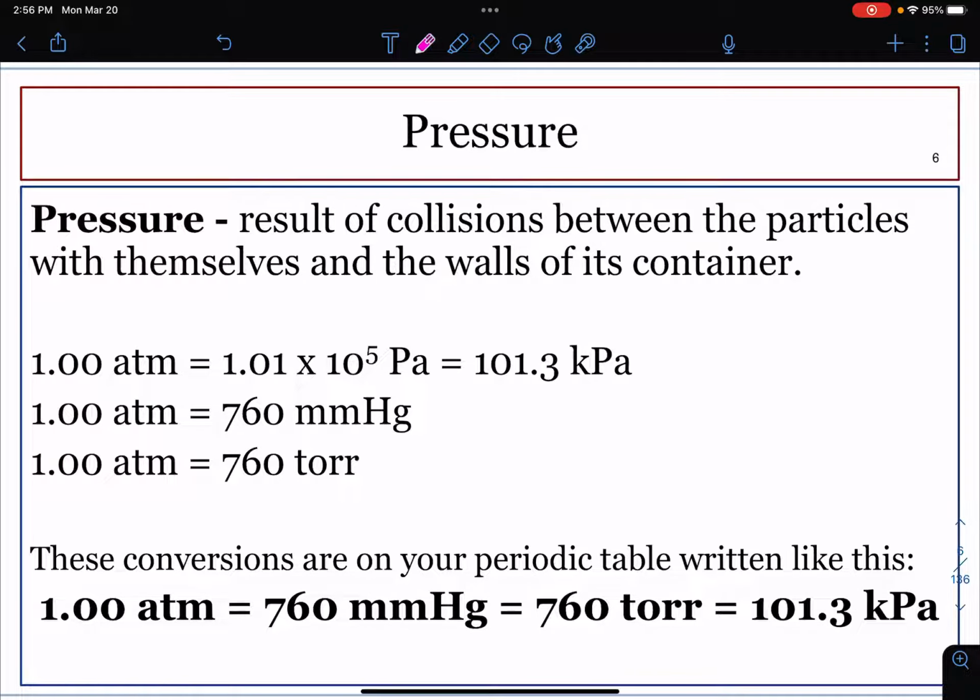These are some pressure units and conversions. We have ATM, which is atmospheric pressure. Room pressure is said to be 1 ATM. If you imagine all of the air molecules floating around in the room, the amount that are colliding with our body is felt as 1 atmospheric pressure. 1 atmospheric pressure is equal to 1.01 times 10 to the 5 pascals, or 101.3 kilopascals. 1 ATM is equal to 760 millimeters of mercury, and 1 ATM is also equal to 760 torr. ATM, millimeters of mercury, torr, and pascals are all just different units to describe pressure.